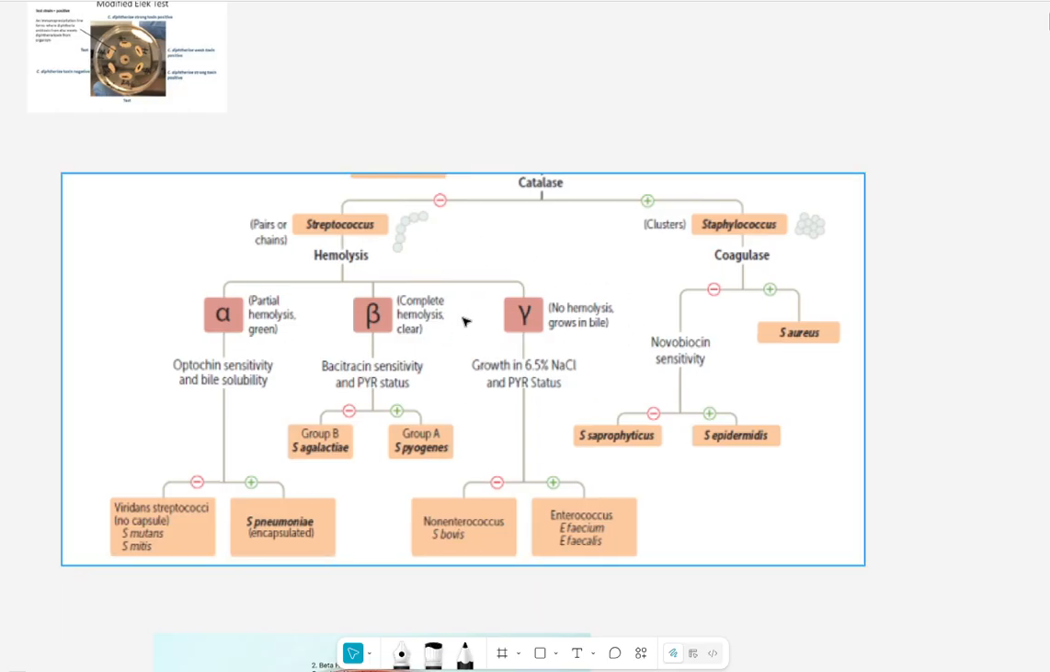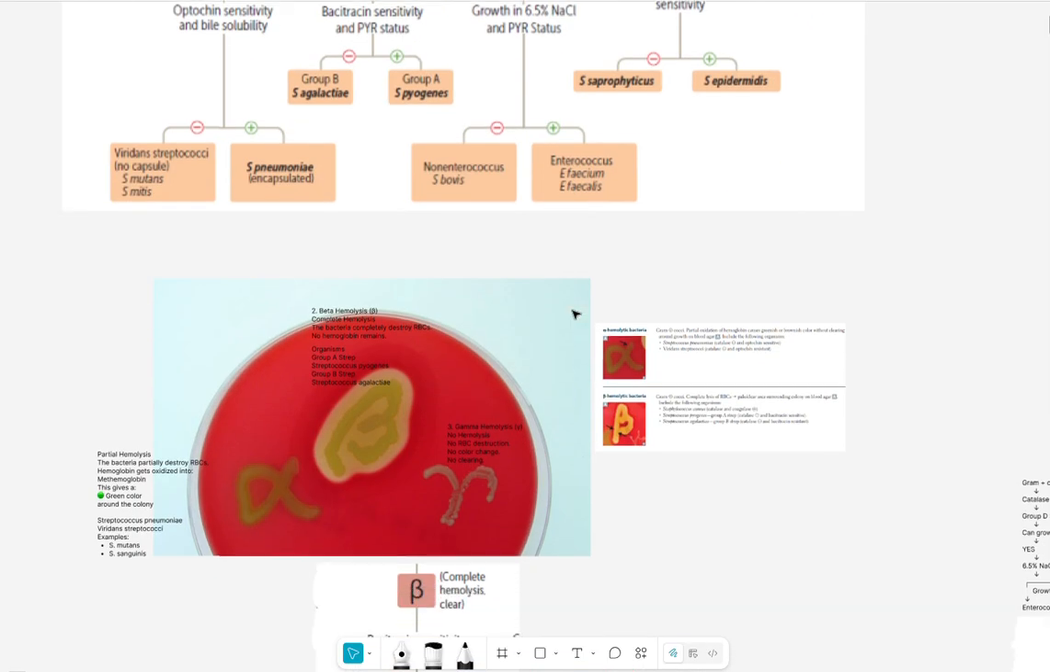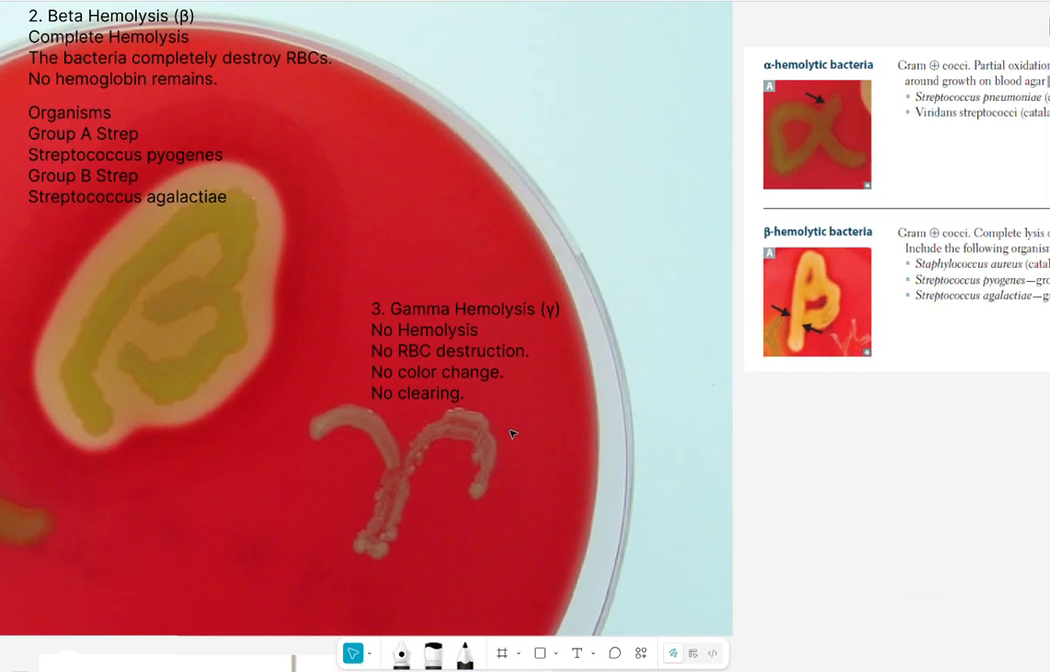For the gamma hemolysis, we basically mean there's no hemolysis. It's this part, right? So there's no hemolysis, there's no RBC destruction, there's no color change, and there's no clearing. This is for group D streptococci.